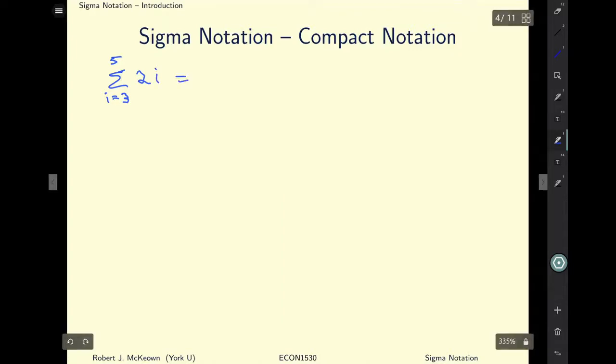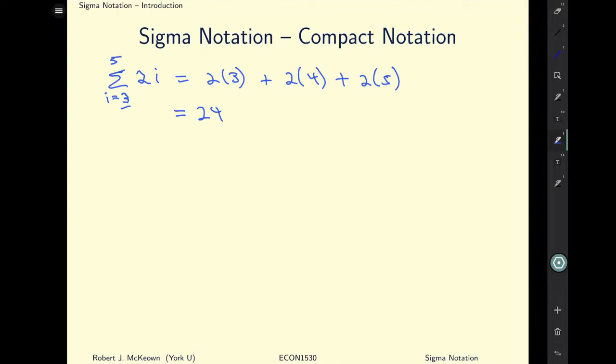And so what does this look like when we expand the sigma notation? We're going to start with 3, so we've got 2 times 3, plus 2 times, well, what's the next number? 4, plus, what's the next whole number? 2 times 5. And so this is going to be equal to 24.